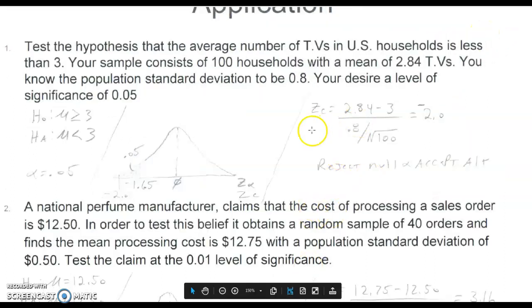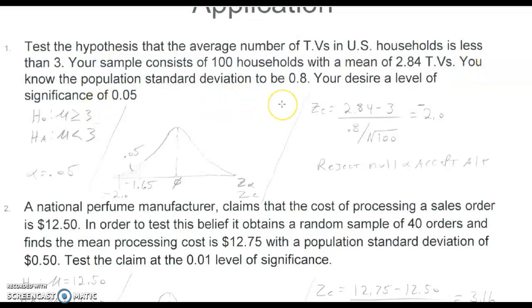Okay, now let's move on to the next one. It says test the hypothesis that the average number of TVs in US households is less than 3. Your sample consists of 100 households with a mean of 2.84 TVs. You know the population standard deviation to be 0.8.